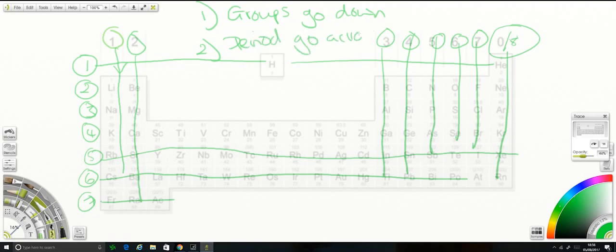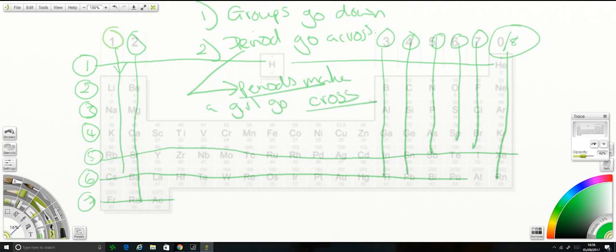The way I remember this and the way I get all my students to remember this is: periods make a girl go cross. And so because of that, periods are across. So that's how I get my students to remember it.